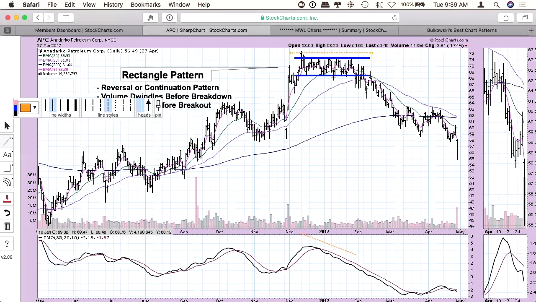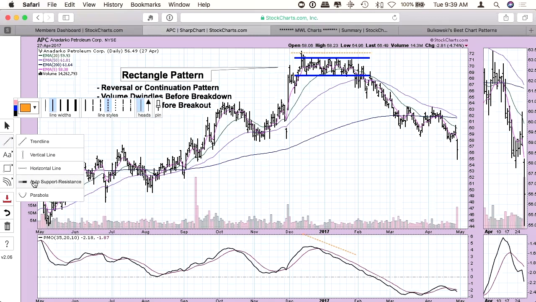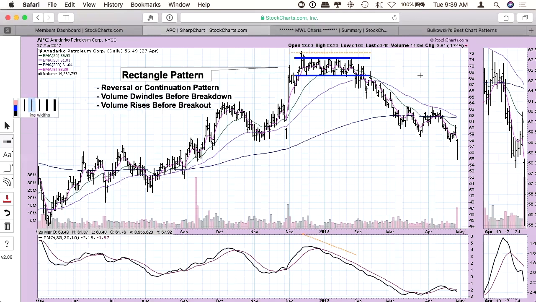Like a lot of patterns, the length of the pattern becomes your target. So the length of this pattern, let's go ahead and put in. I'll just use the auto support resistance. I'll just do this visually. Interestingly, it does match up with a couple of pullbacks here. So I thought that's interesting.